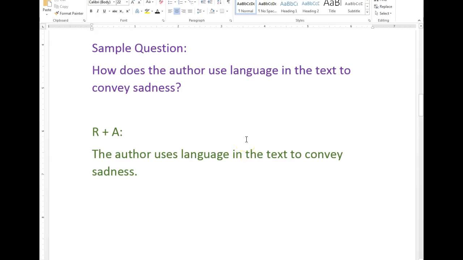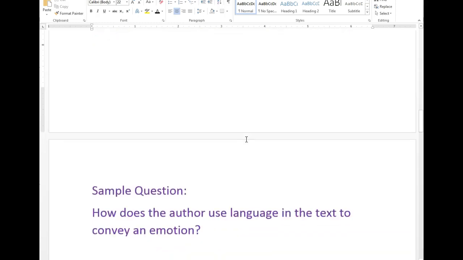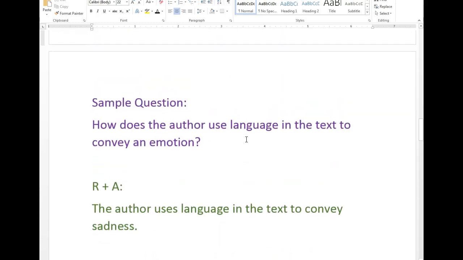But sometimes you have to provide the A answer. Here's an example of that. How does the author use language in the text to convey an emotion? Now you have to figure out what the emotion is. The author uses language in the text to convey sadness. So in this case, you had to supply the A, but everything else still came straight from the question. All right, so for the RACE strategy, we start out with R plus A. To review, you might have to provide the A, or the question might provide the A for you.